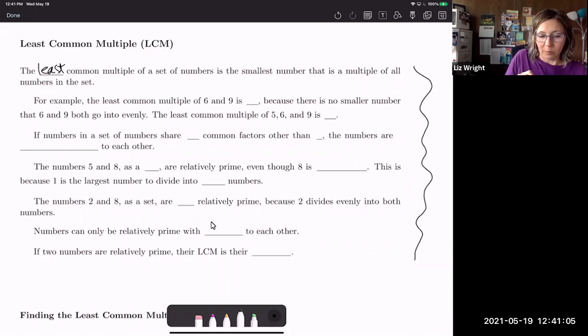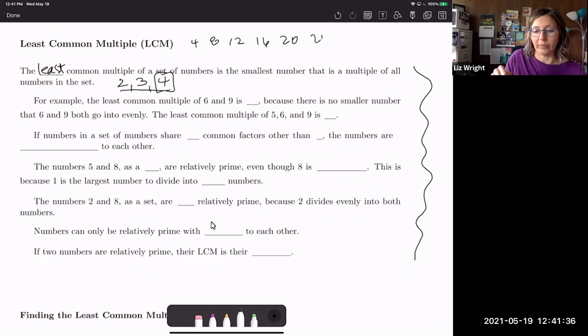So for example, what's the least common multiple of 2, 3, and 4? That's what it's asking you. What's the smallest common multiple of all 3 of these? Typically, what I was taught back in grade school was to take the largest one and just do multiples of it. So we would do 4, 8, 12, 16, 20, 24, 28. And we'd keep going if we needed to.